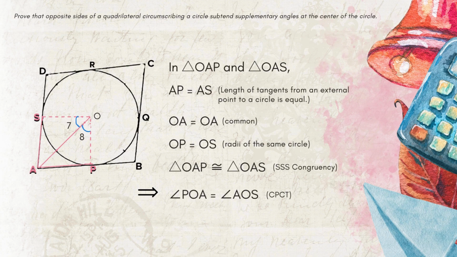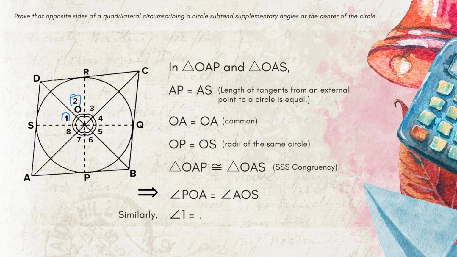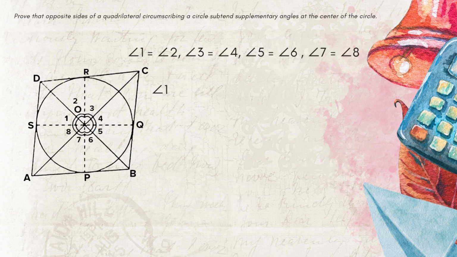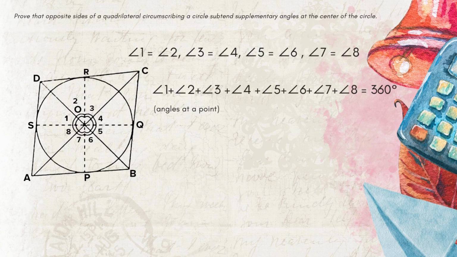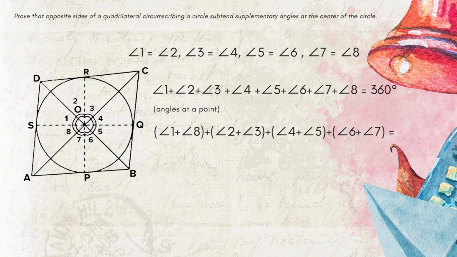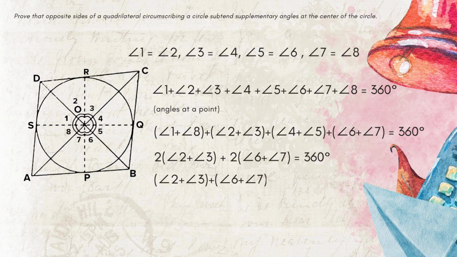Let's call them angle 7 and angle 8. In the same way, angle 1 is equal to angle 2, angle 3 is equal to angle 4, and angle 5 is equal to angle 6. We know that sum of all these angles is 360 degrees. Rearranging gives us, that means twice of angle 2 plus angle 3 plus twice of angle 6 plus angle 7 is equal to 360 degrees. That means angle 2 plus angle 3 plus angle 6 plus angle 7 is equal to 180 degrees.